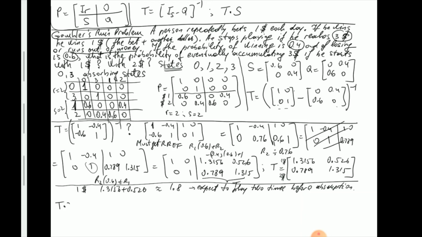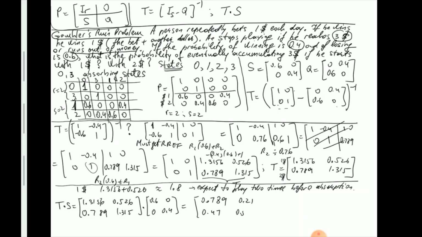When you compute t times s, so you multiply the fundamental matrix you just obtained, 1.3156, 0.526, 0.789, 1.315 with the matrix S, which in my case is 0.60, 0.4. Do this computation on your own. This will end up being 0.789, 0.21, 0.47, 0.526. These are the probabilities of being absorbed in a very specific state, right? So again, if we label the states here, each row represents a non-absorbing state. Each column represents the absorbing state, $0, $3 in this case.